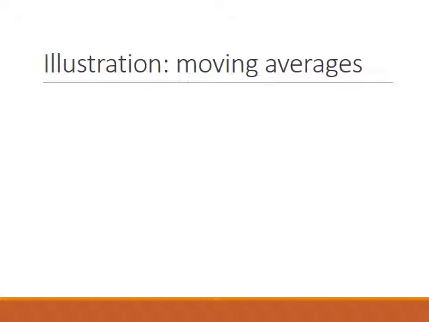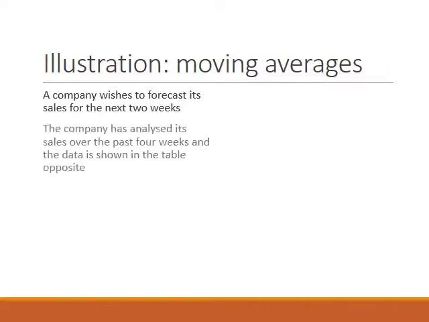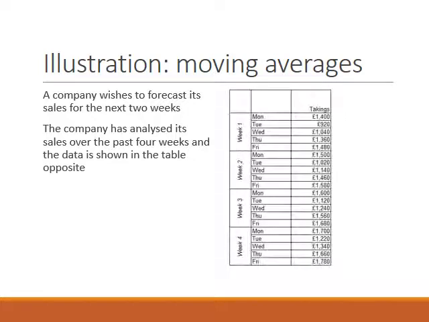So let's have a look at an example. A company wants to forecast its sales for the next 2 weeks, and as a consequence of this, it's analysed its past sales over the previous 4 weeks, and we've got a table of data recording this information. So we've got details of the daily sales for the previous 4 weeks.